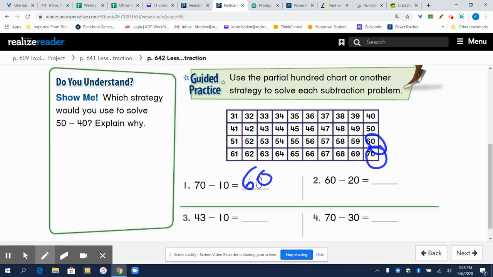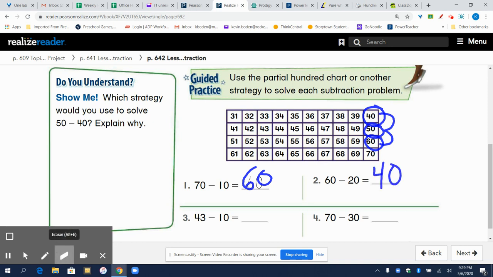Now I'm going to give us a little bit more space here. So we can do this again. All right, let's try 60 minus 20 for number 2. Start at 60. And let's take away 10, 20, or count down 10, 20. What did we get to? That's right, we got to 40. We took away 10, we took away 20, and we got 40.